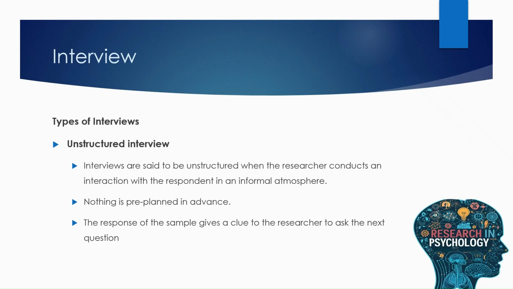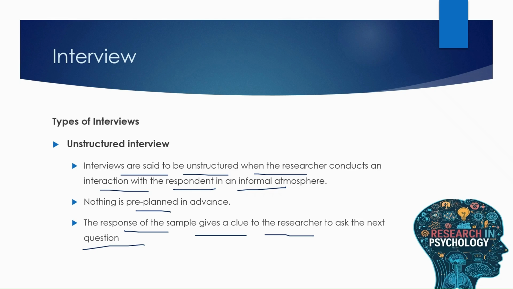Then unstructured interview. Here, interviews are said to be unstructured when the researcher conducts an interaction with the respondent in an informal atmosphere. So here nothing is planned. No set of questions already prepared. It's happening in an informal atmosphere. So here nothing is pre-planned in advance. The response of the sample gives a clue to the researcher to ask the next question. Okay, so most of the interviews, job interviews or viva happen this way.